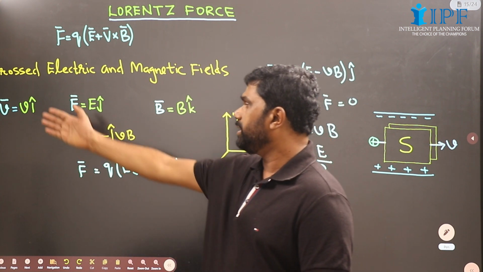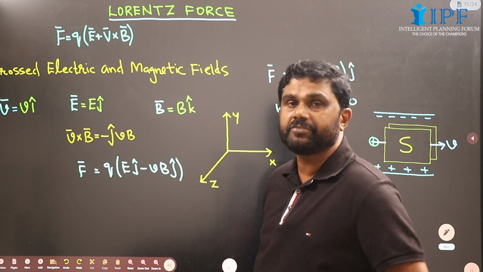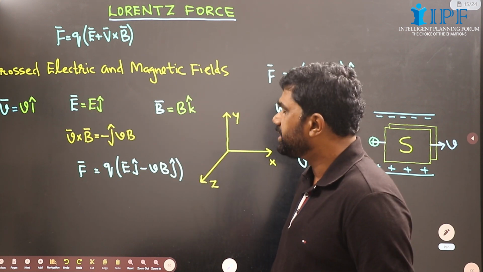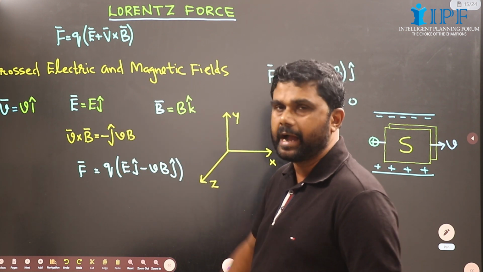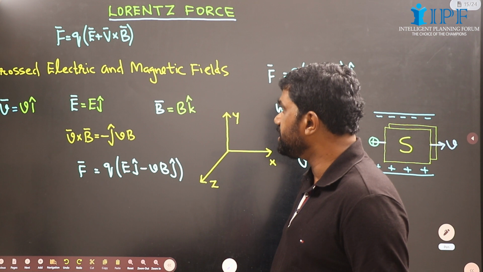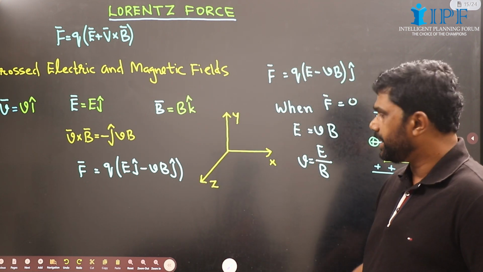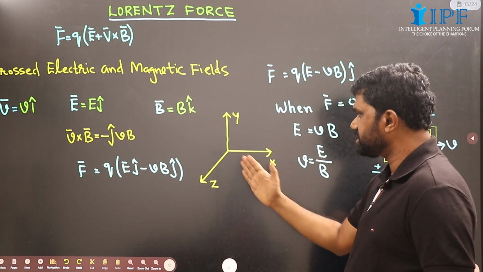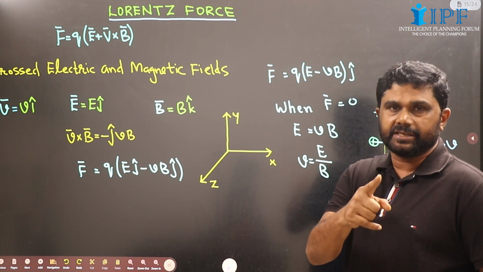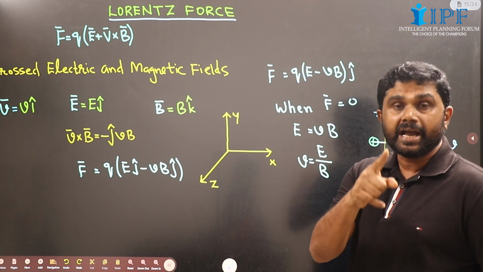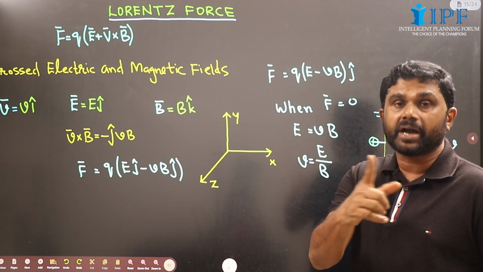As an example, let us consider the particle projected along the positive x direction and its velocity is given by v i cap. The electric field intensity is along the positive y direction and it is given by E j cap, and the magnetic field intensity is in the positive z direction, represented by B k cap. I have shown the positive directions of the x-axis, y-axis and z-axis. k cross i is j. As this cross product is anti-commutative, i cross k will be minus j.